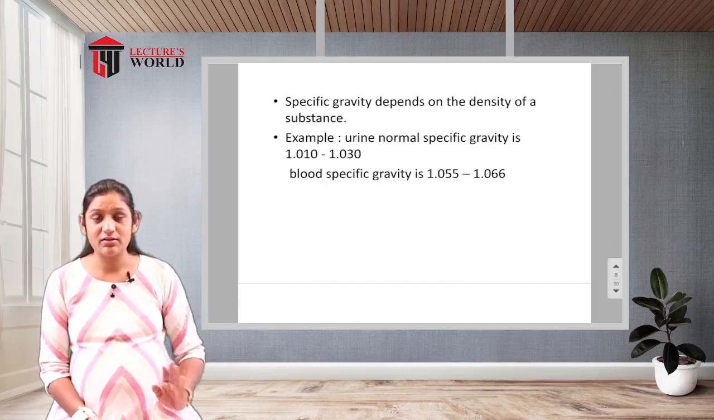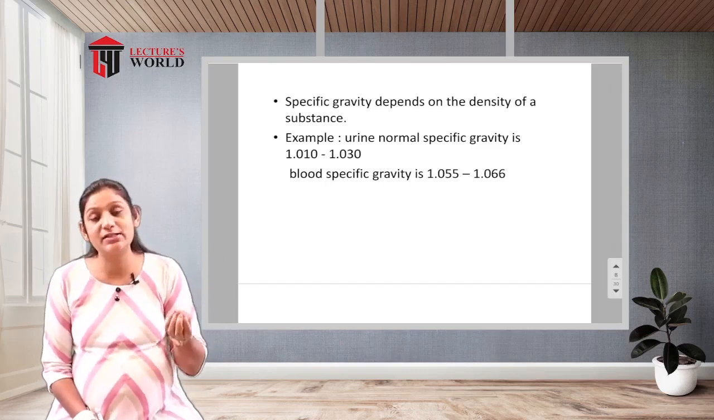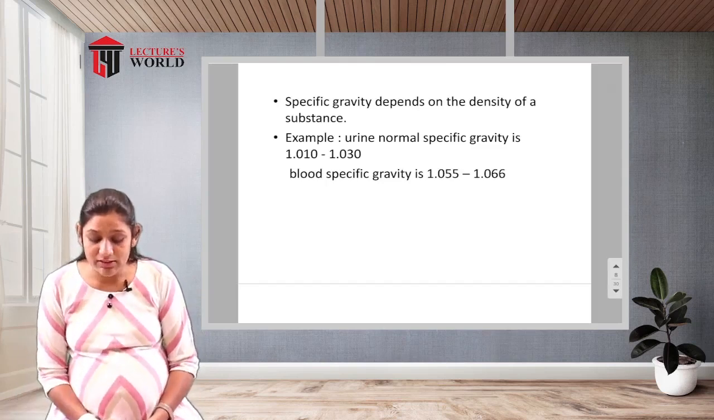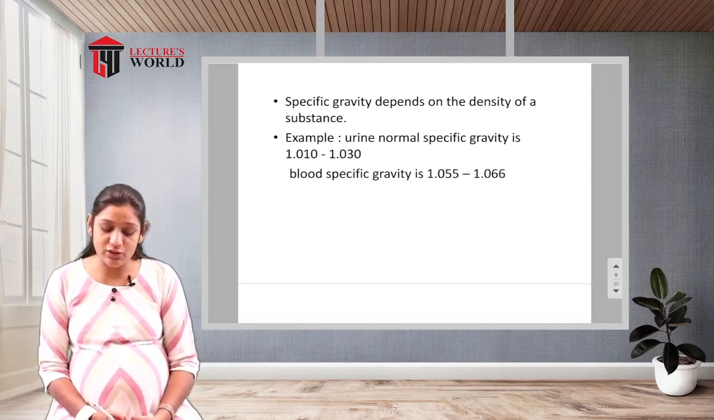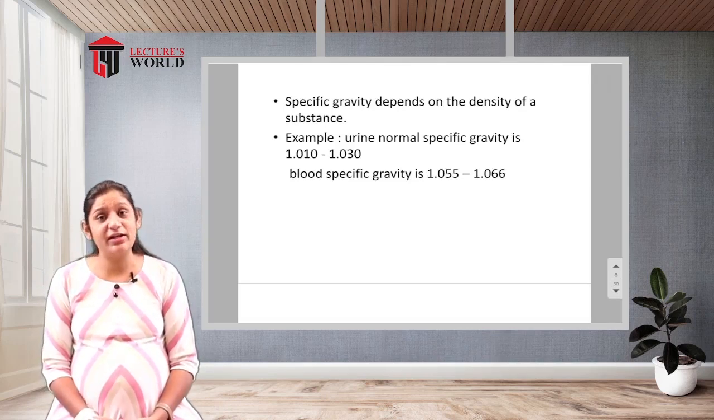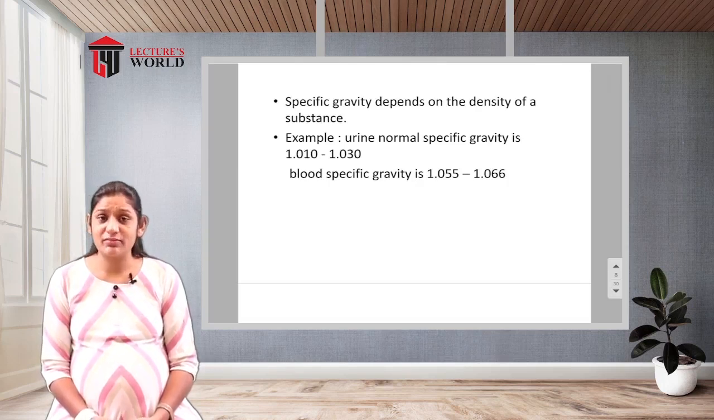Whatever substances are taken in depend on the specific gravity. For example, the normal urine specific gravity is 1.010 to 1.030. This is the urine specific gravity. So this is the normal. What is it called?